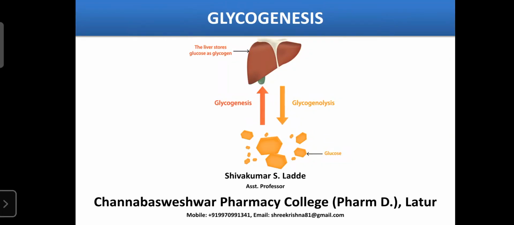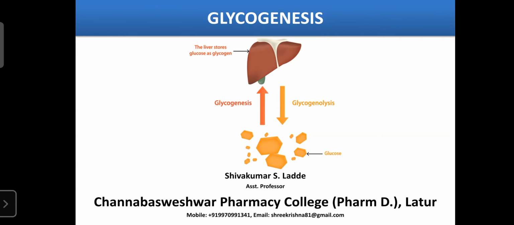So dear students, today our topic is glycogenesis, that is glycogen synthesis. It is a process that exists in our body, where the excess glucose, after utilization, is stored in the form of glycogen. Glycogen is nothing but our FD for carbohydrates.